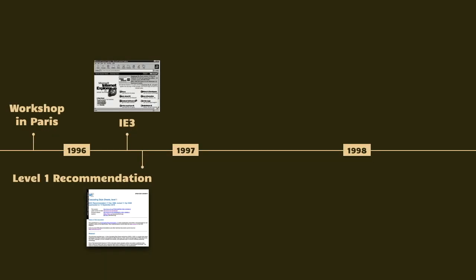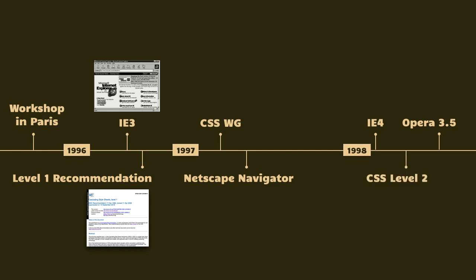Now just after that, the CSS working group was founded in February 1997, which started work on a level 2 specification. In the meantime, more browsers started to add support for CSS as well, making it a real technology ready for mass use. It went into Netscape Navigator, it came into Internet Explorer 4. Opera also was interested in implementing it and put some of that in Opera 3.5. And later in 1998, CSS Level 2 got published as well, which brought us things like positioning and tables.